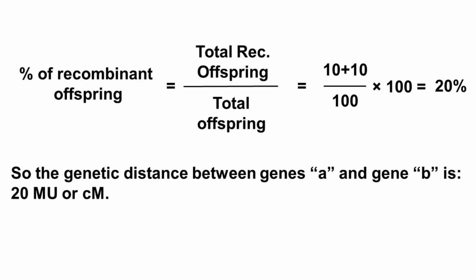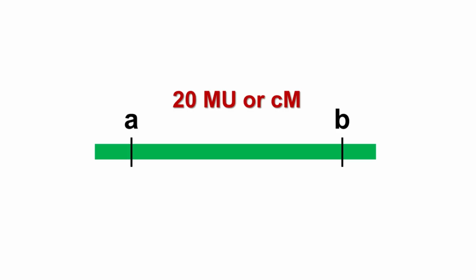Now the percentage of recombinant offspring is calculated as you see. This 20% recombination frequency corresponds to the genetic distance between genes A and B, which is 20 map units or centimorgans. We can also represent the genetic distance visually by drawing an imaginary chromosome segment. Here, the two genes are marked on the chromosome with the distance between them labeled as 20 map units or centimorgans.